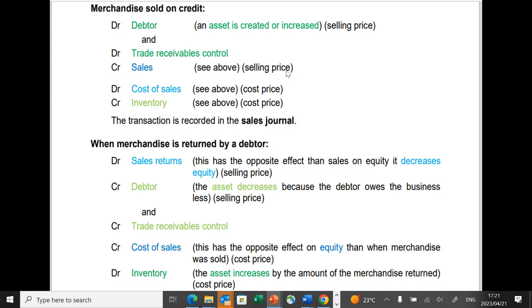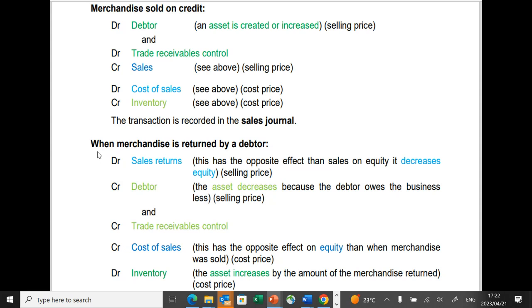At a selling price. Then the second part, we need to update that the goods have been sold. This inventory has been sold, it's no longer with us, which means it has left the business. So we need to credit what? Our inventory at a cost price. And then what are you going to debit? You're going to debit the cost of sales, because now we're transferring the cost of goods that have been sold from the inventory account to cost of sales.